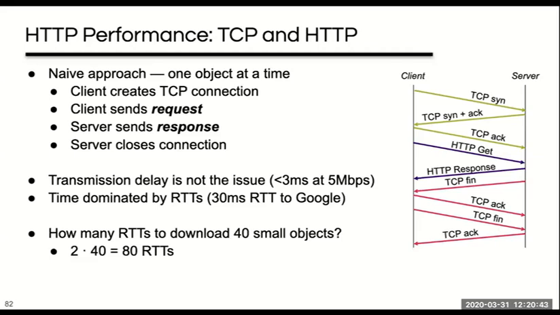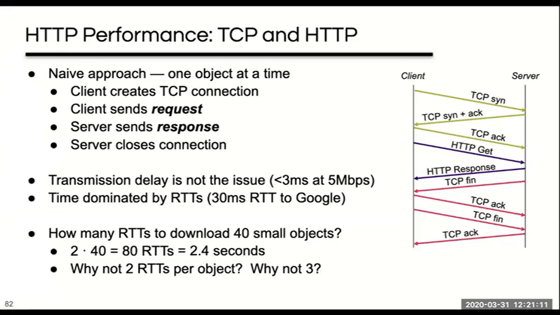So how long does it take to download 40 small objects? 40 times 2 RTTs, right? You need 2 RTTs: one for the TCP connection, where you've got the SYN and SYN-ACK, and then one for the HTTP, where you've got the GET and the response. So why not 3? The third one is just for the close of the connection, and who cares? You've already got the content. So 2 times 40. Anyway, that's about 2.4 seconds, even though the actual transmission delay, if you just sent the data straight out, would be less than a quarter of a second.